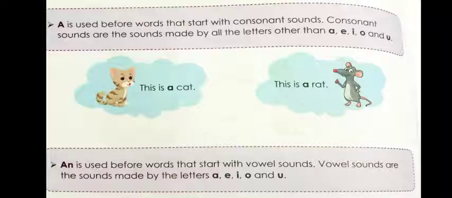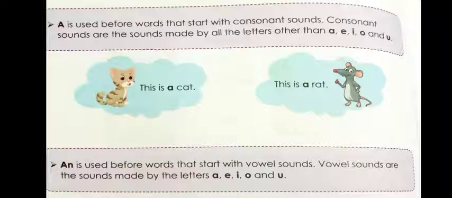A is used before words that start with consonant sounds. Consonant sounds are the sounds made by all the letters other than A, E, I, O and U. Okay? A, E, I, O, U are 5 vowels. Other than these vowels, other alphabets are called consonants.